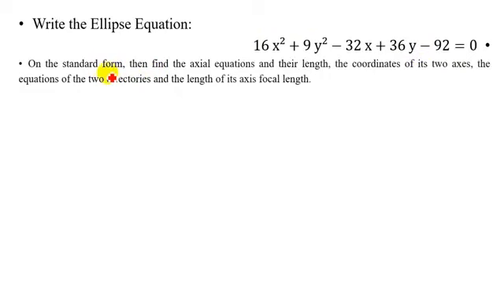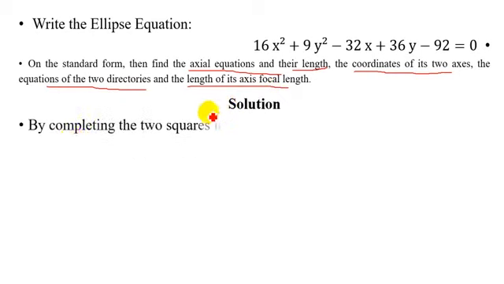On the other hand, in the standard form, we find the axial equations, their length and the coordinates of its axes, the equations of the directrices, and the length of each focus. Find the axial equations, number 1, their length, number 2, the coordinates of the two axes, number 3, the equations of the two directrices, number 4, and the length of the focus. So we need 5 determinations. Let's see the solution.